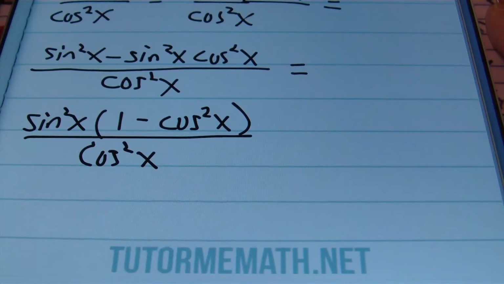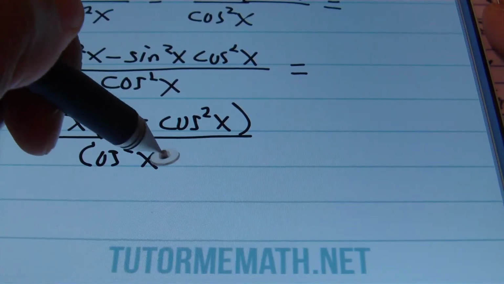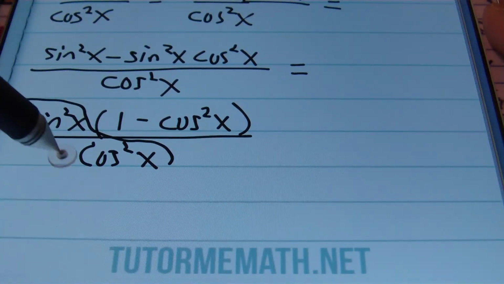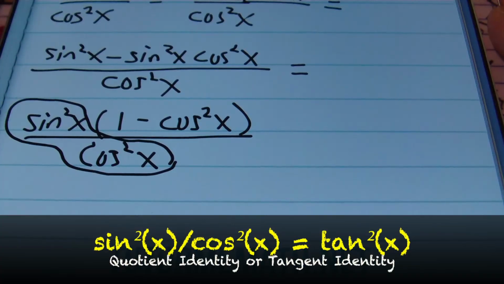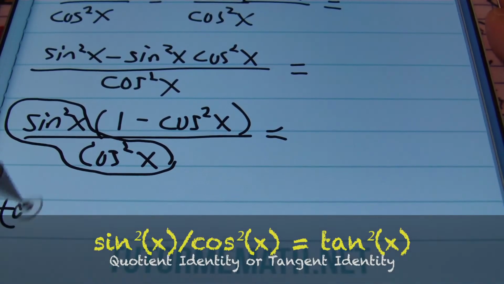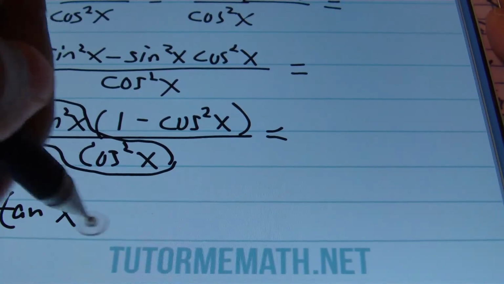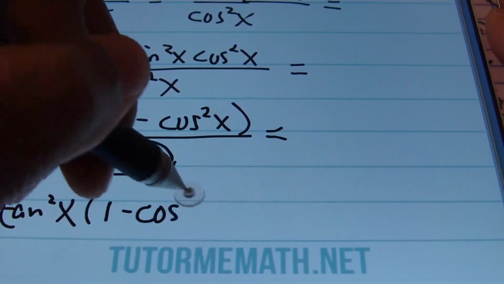Now let me show you what happens. I'm going to grab this right here, that sine squared x over cosine squared x, and that's going to be equivalent to tan squared x. So I know that I can rewrite this as tan squared x times this 1 minus cosine squared x.